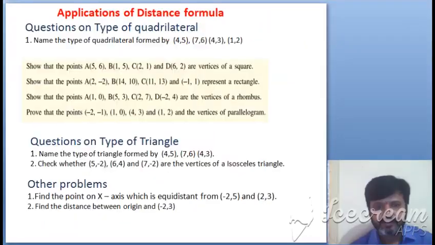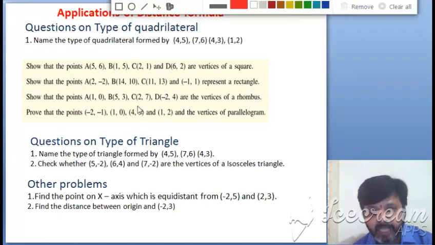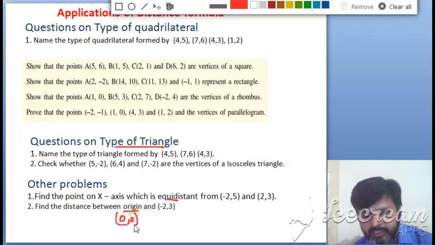Students, I have selected few problems which are related to the distance formula. The type of quadrilateral, or show that the points form square, show that the 4 points represent rectangle, show that the points represent the rhombus, show that the points represent the parallelogram, and also type of triangle, equidistance problem, origin will usually take as 0 0 and given point as minus 2 3. For all these problems we will use the distance formula.